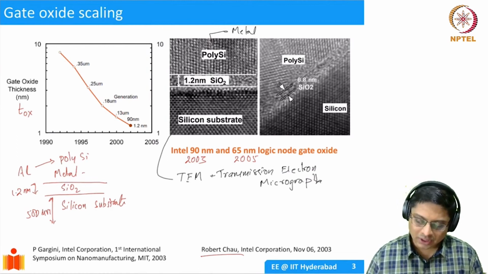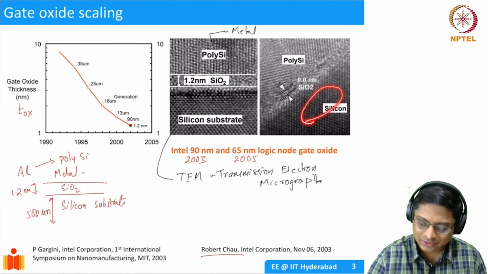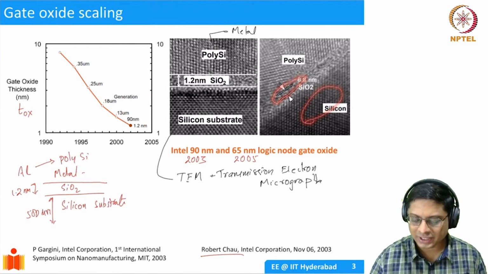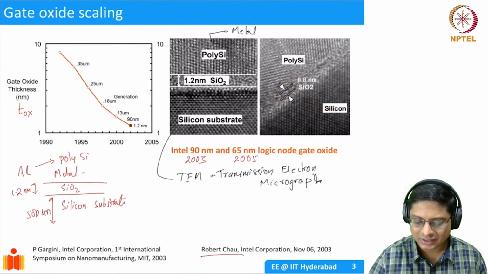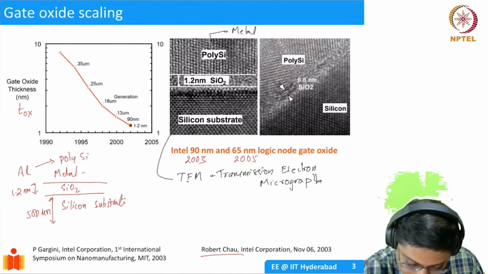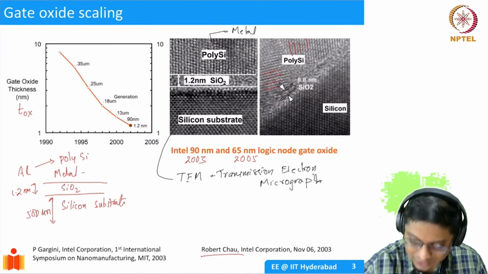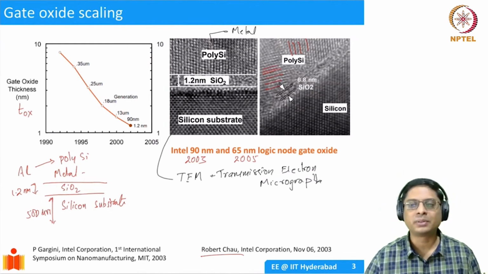So essentially, it's another direction. You have this crystalline lattice, and there is this 1.8 nanometer thick silicon dioxide, and then polysilicon. And you see here the orientation. Silicon atoms are arranged in these lines. Here, the silicon atoms are in this direction. You have different domains of silicon. That's what we mean by polycrystalline silicon.